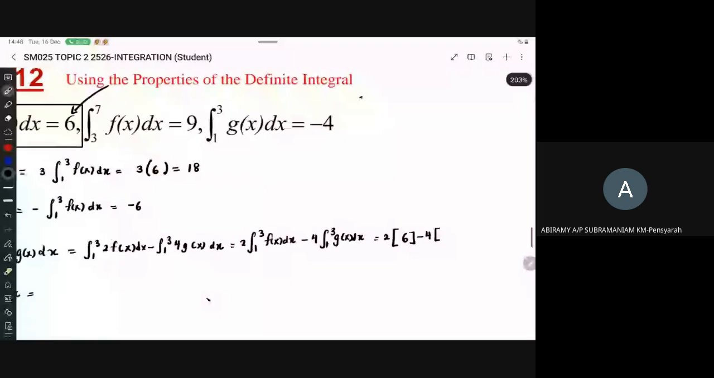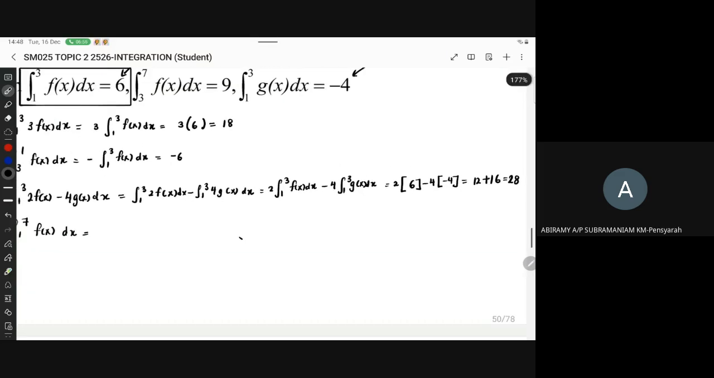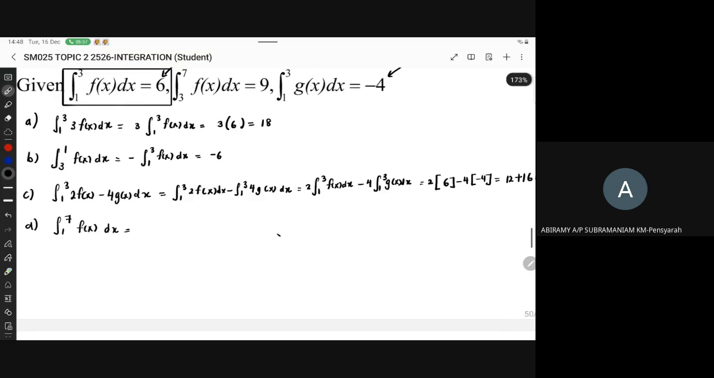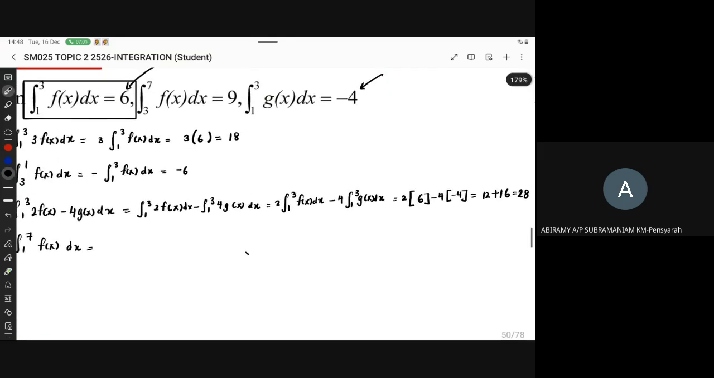The integral from 1 to 3 of g(x) is negative 4. So we are just going to substitute negative 4 here. So 12 minus 4 times negative 4 is the same as 12 plus 16. So 12 plus 16, we will be getting 28. The answer for C, Example 12C. Okay, so I hope you are able to follow this.